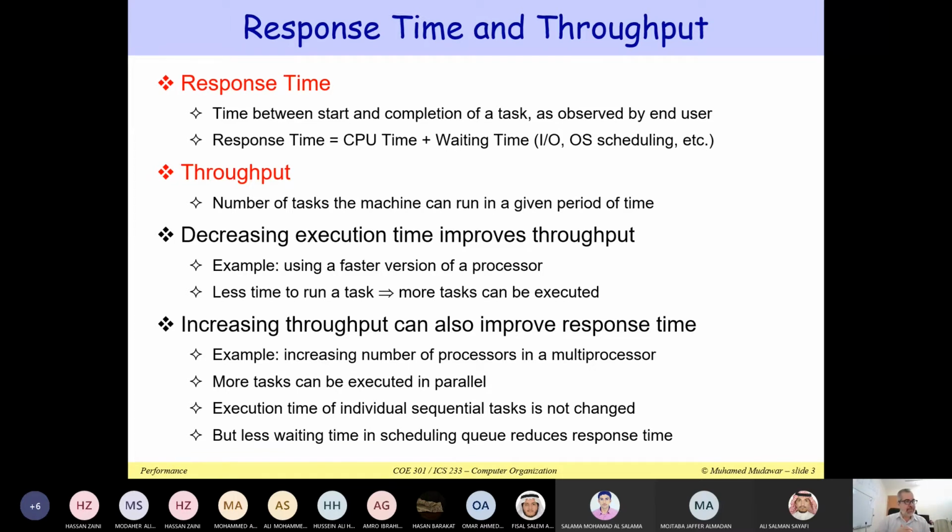Okay. And in order to handle this large number of tasks in a given period of time, you have to use a multiprocessor, a large number of processors. Otherwise, the waiting time is going to increase a lot. By having a long waiting time, this is going to increase the response time of a given task.